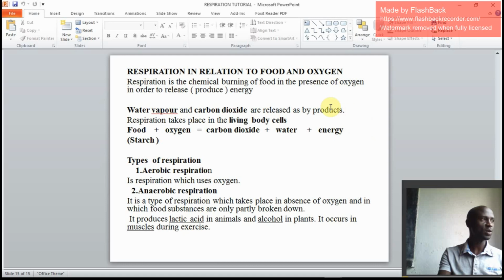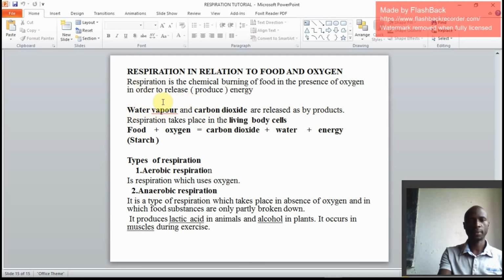The use of oxygen in the body is not breathing. The role of oxygen in the body is to actually help the body release energy. That's the role of oxygen, not breathing. So water vapor and carbon dioxide are released as byproducts. The byproducts of respiration, we have seen, are water vapor and carbon dioxide.